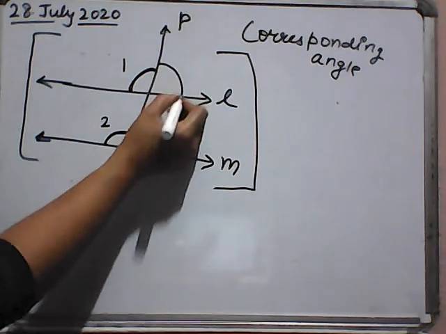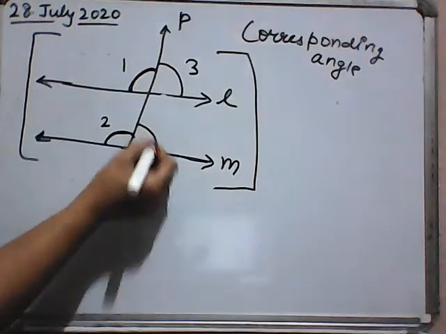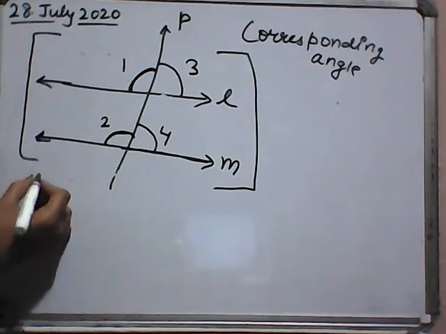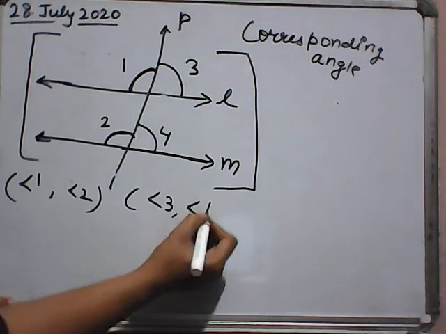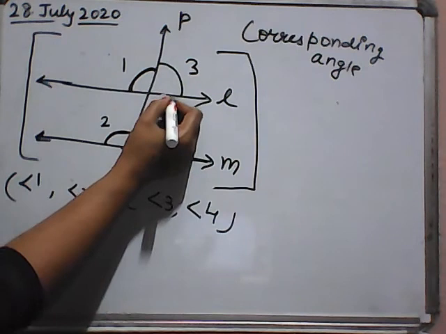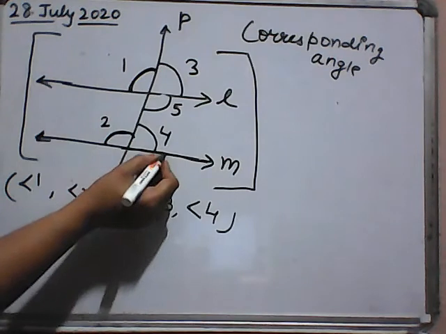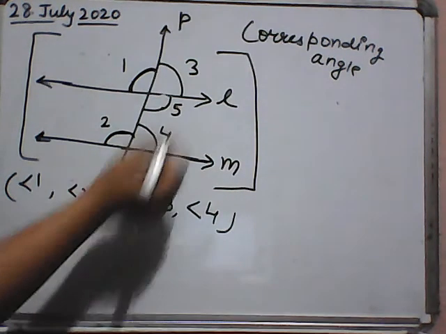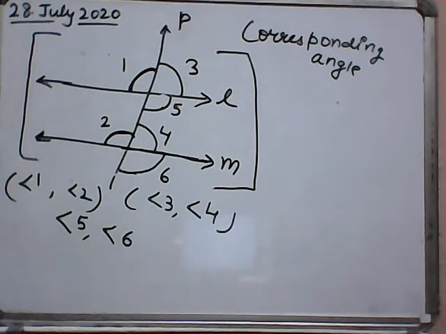Same if another angle is formed on this side, on the upper part of one parallel line, and another angle on the upper part of the other parallel line, then angle 3 and angle 4 are corresponding angles. In this figure, angle 1 and angle 2 are corresponding angles, and angle 3 and angle 4 are corresponding angles. In another way, if an angle is made on the lower part of one parallel line and another angle on the lower part of the other line, suppose they are 5 and 6, then angle 5 and angle 6 are corresponding angles. In this way you can find the corresponding angles.